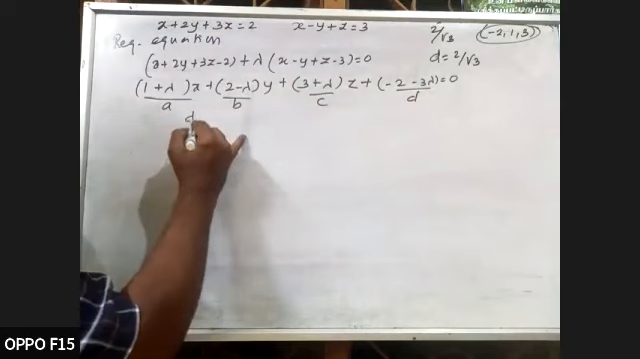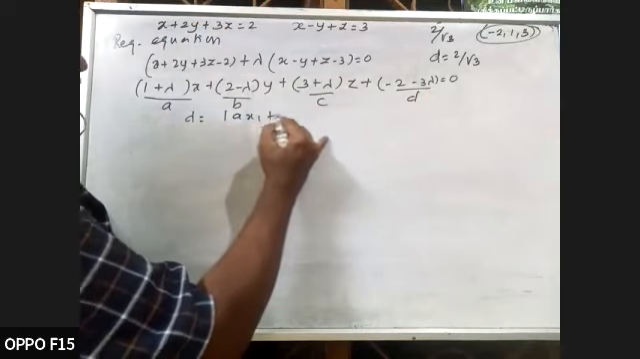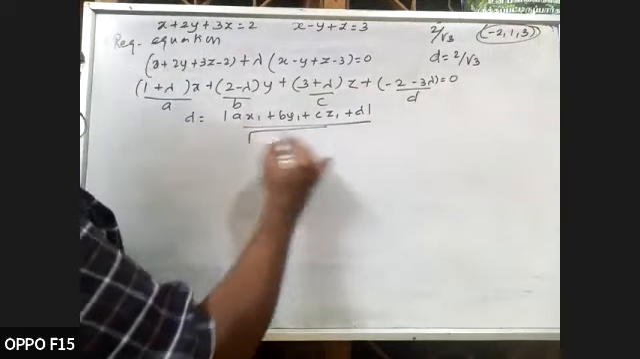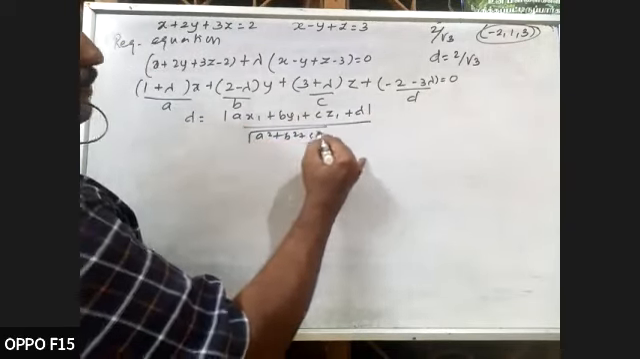Distance formula, your distance formula is ax1 plus by1 plus cz1 plus d divided by root of a square plus b square plus c square.